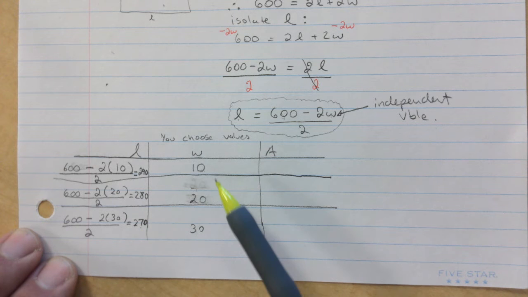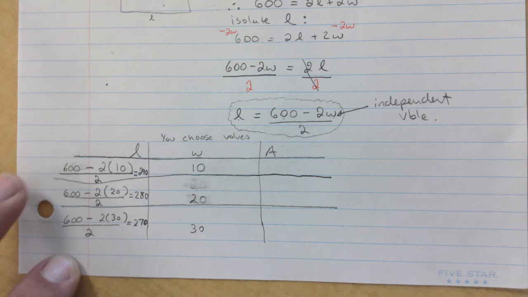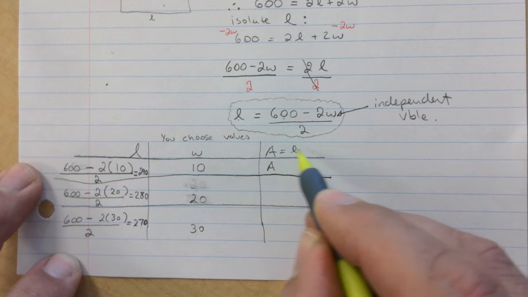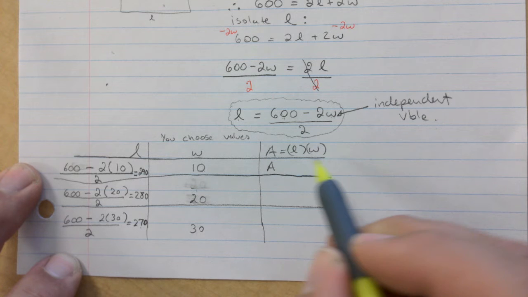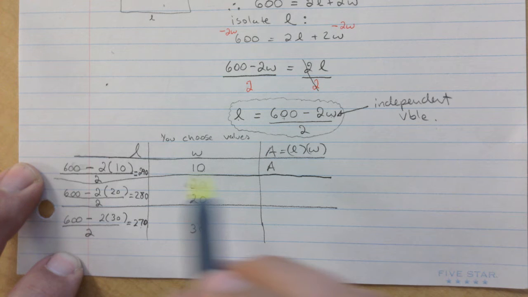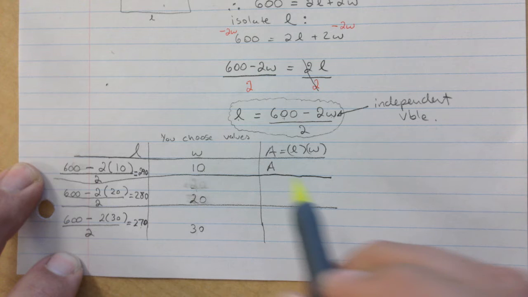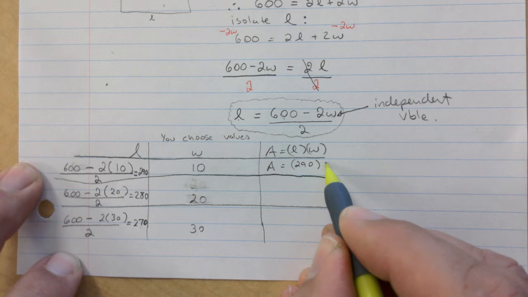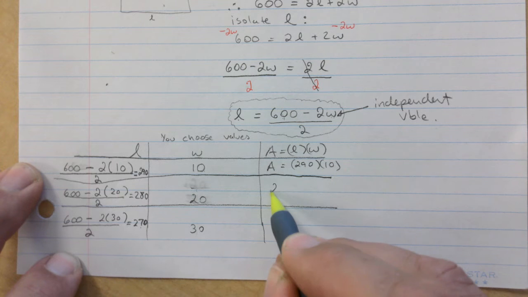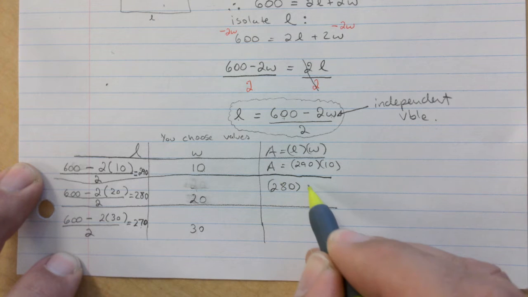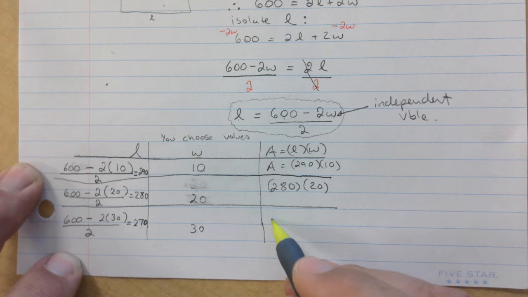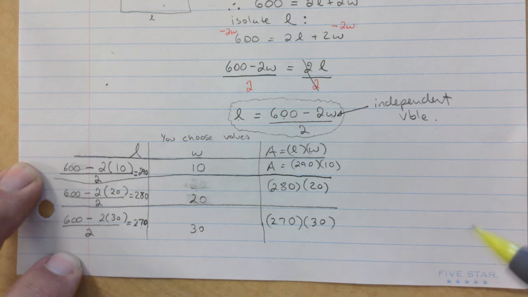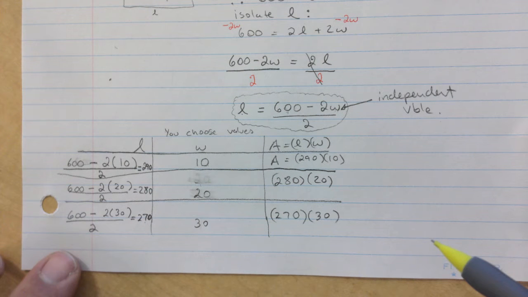So area, remember, is length times width, always. So we're going to find out the area for the first one here, which would be 290 times 10. And then here would be 280 times 20. And then it would be 270 times 30. And that is your, now you have your table.